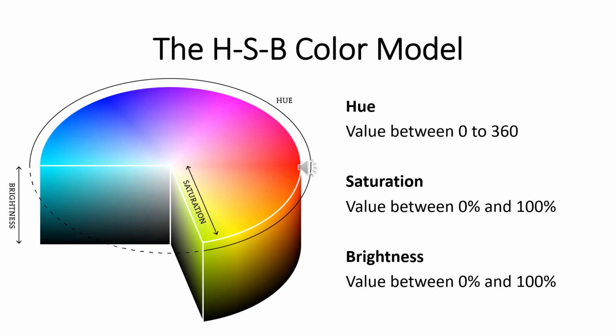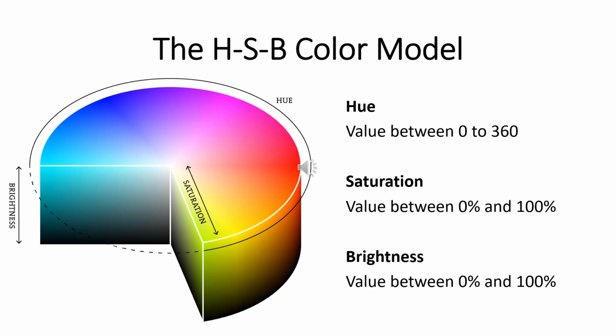On this model, we have saturation. Think of the middle of this cake as having no color at all. As we move from the middle of the cake to the perimeter, the colors are going to become more pure or more saturated. A 0 value for saturation would have no color value, up to 100%, which would be at the perimeter of this circle, which would be our most saturated colors.